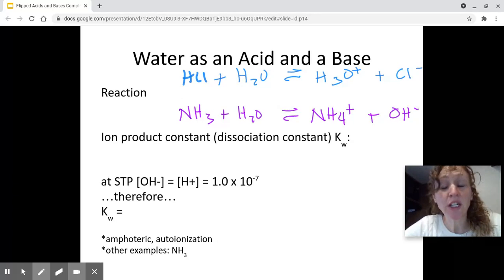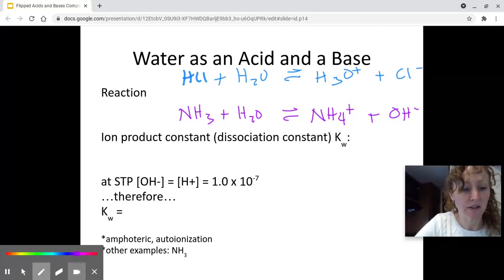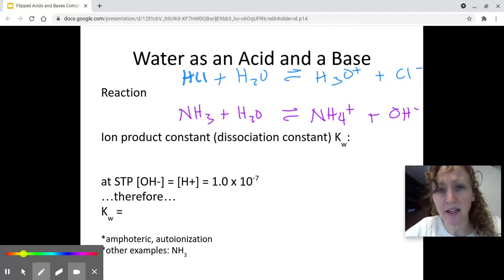Okay, so if you look at these two reactions, you'll see that water's involved in both of these, but water plays a different role in both of these reactions. So go ahead and look at water. See if you can identify the role that it's playing. How is water's actions different in both of these equations?